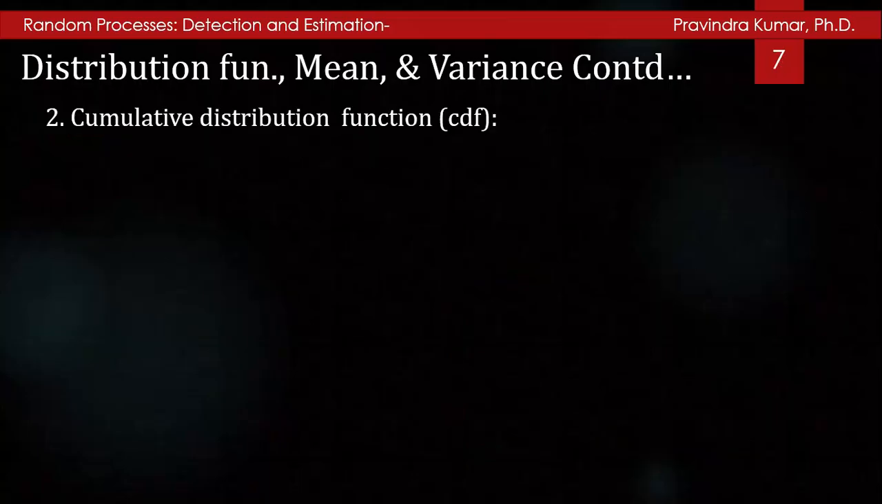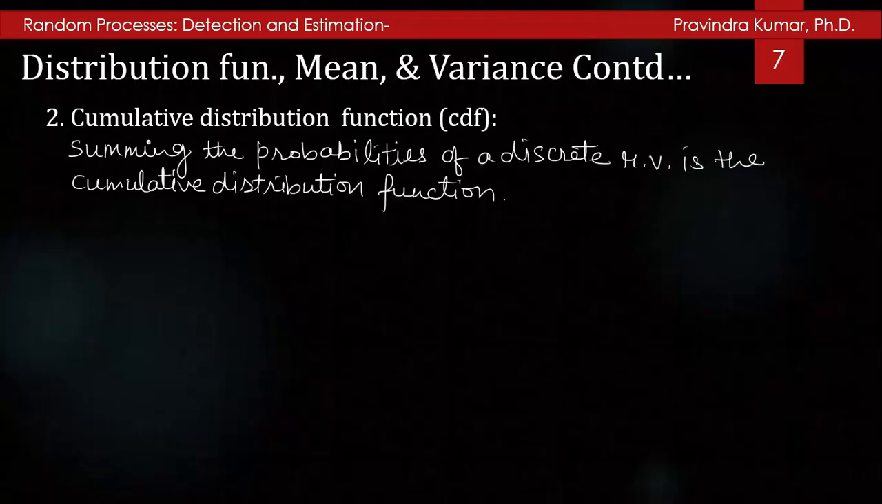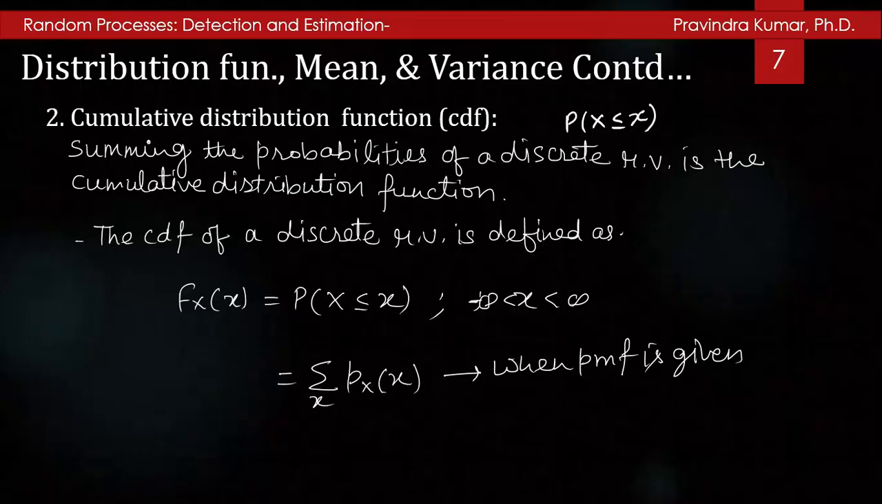Now, the cumulative distribution function. Summing the probabilities of a discrete random variable gives the cumulative distribution function. There are many problems where we may wish to compute the probability that the observed value of the random variable x will be less than or equal to some real number. It means you want to find the probability of x being less than or equal to some real number x.